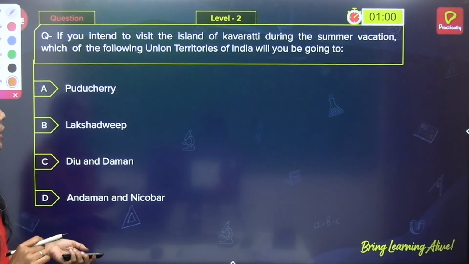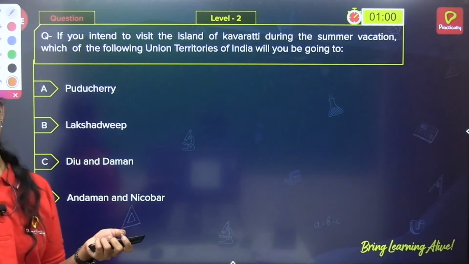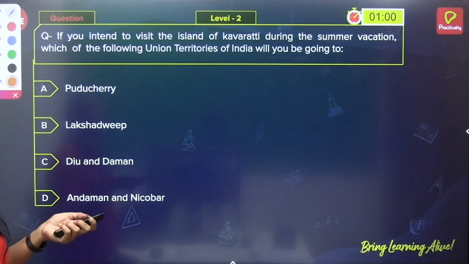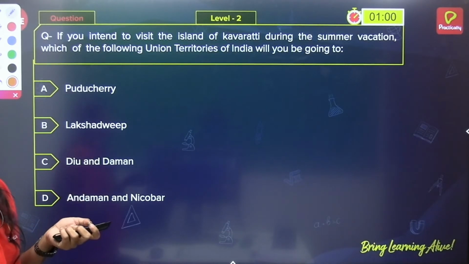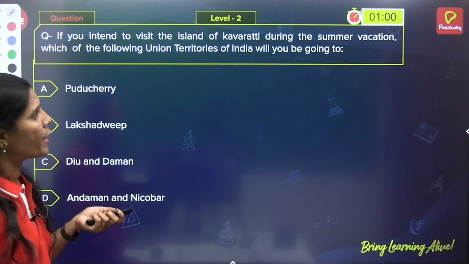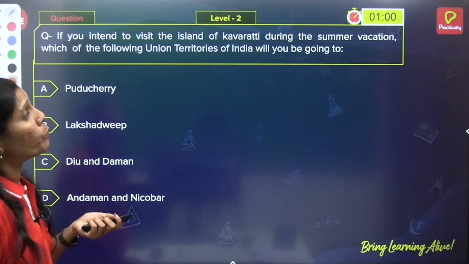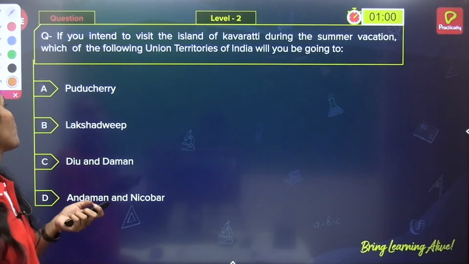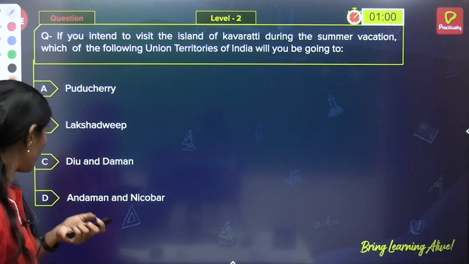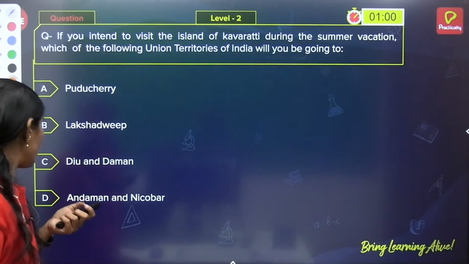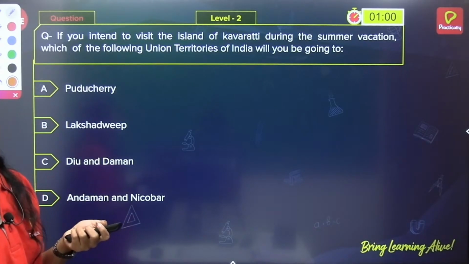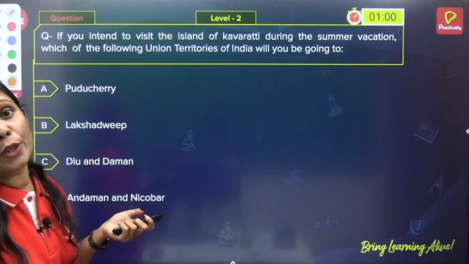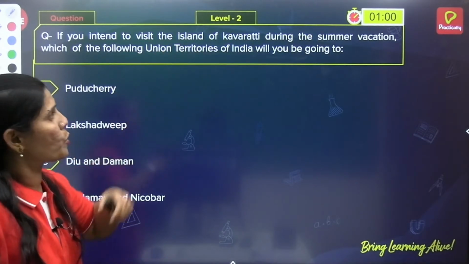Here is a question for you all. If you intended to visit the island of Kavaratti during the summer vacation, which of the following union territories of India will you go to? Option A, Puducherry, option B, Lakshadweep, option C, Diu and Daman, and option D, Andaman and Nicobar Islands. Which of these union territories will you visit to go to Kavaratti?